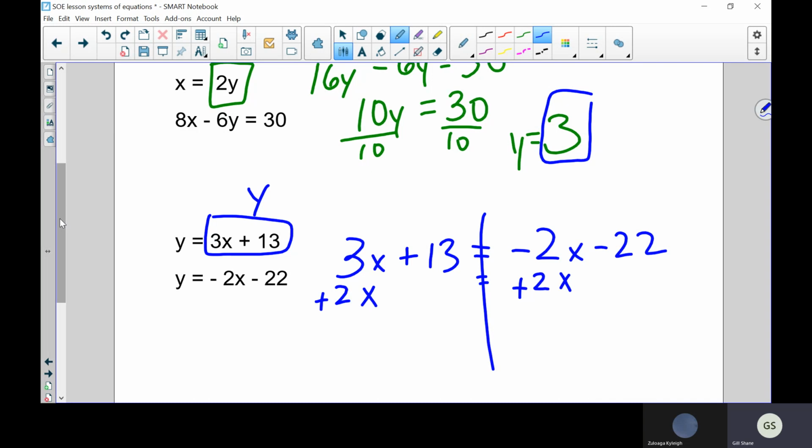So 3x plus 2x is 5x. Think of them as physical things. I'm sorry, but the only word I know that starts with x is xylophone. So if you have 3 xylophones and you add 2 xylophones to it, you have 5 xylophones.